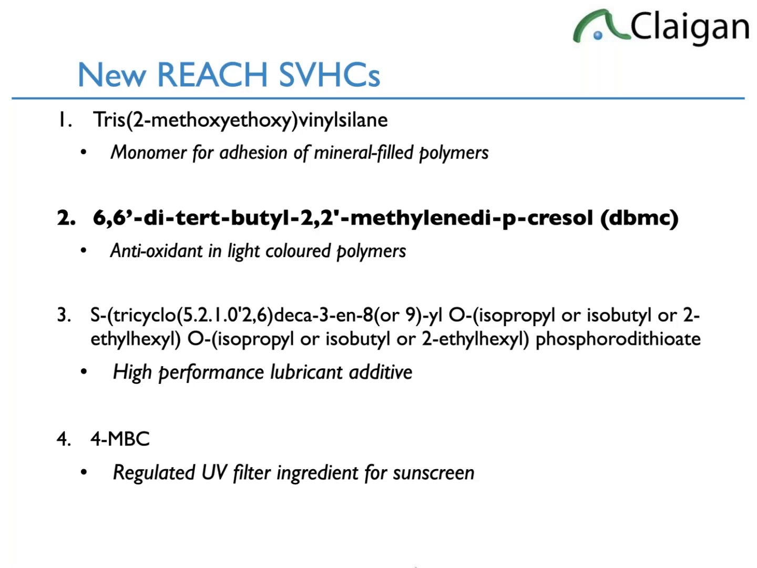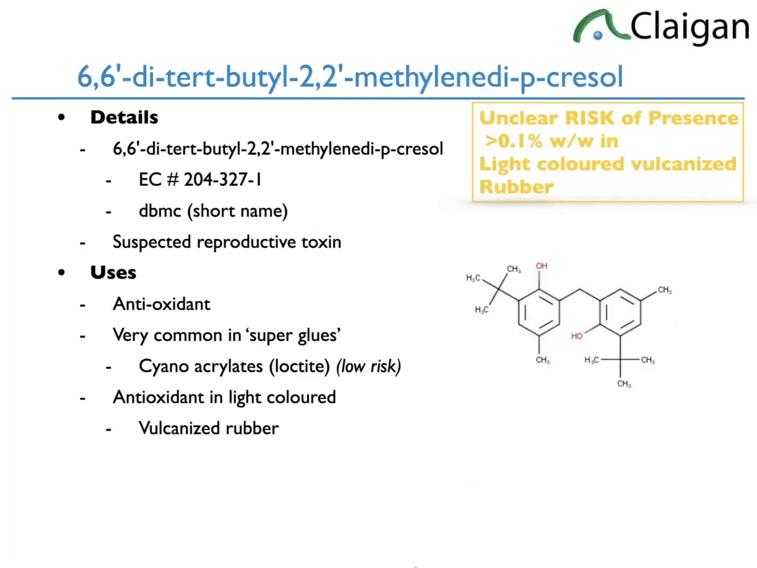So the one that's reasonably high risk is number 2, 2,2'-methylenebis(6-tert-butyl-4-methylphenol), also called antioxidant 2246, DBMC. It is an antioxidant in lightly colored polymers. It's very similar to bisphenol A. Bisphenol A is 2 phenols. A phenol is a benzene ring, that 6-sided ring there with an OH group attached. These are cresols. Cresols have an extra CH3 or methyl group at the bottom. This is a dicresol.